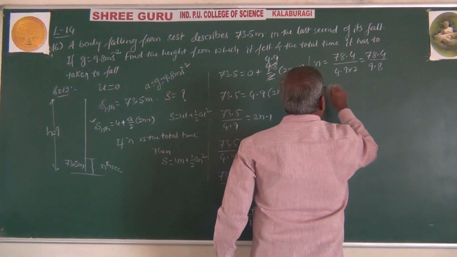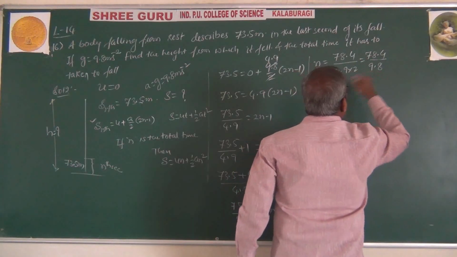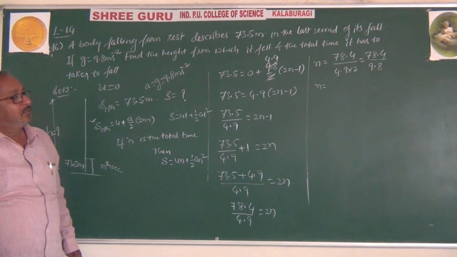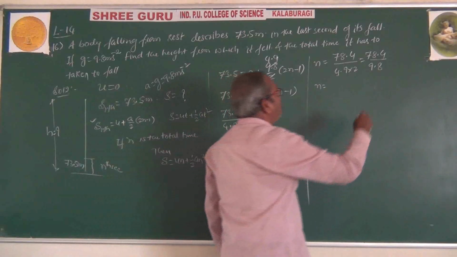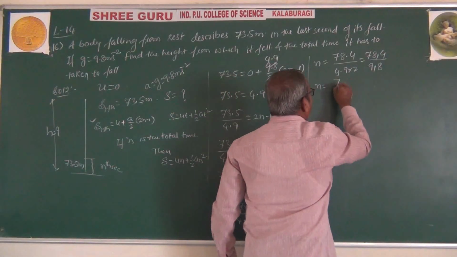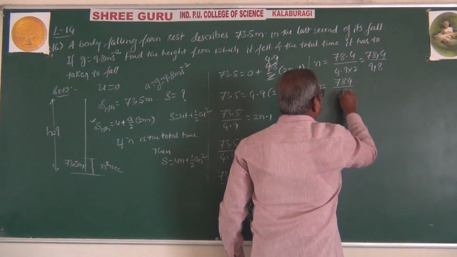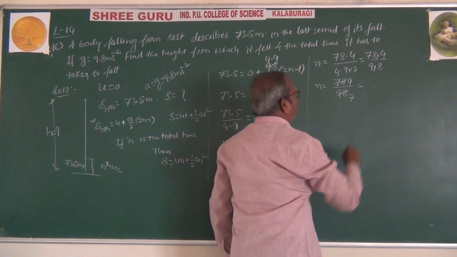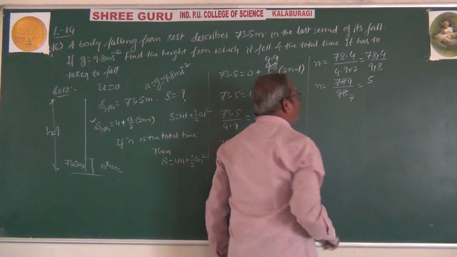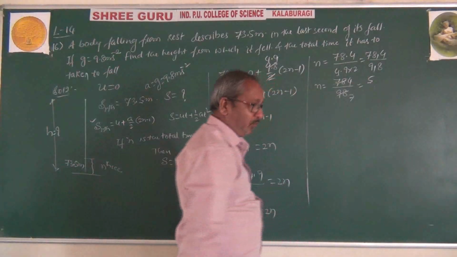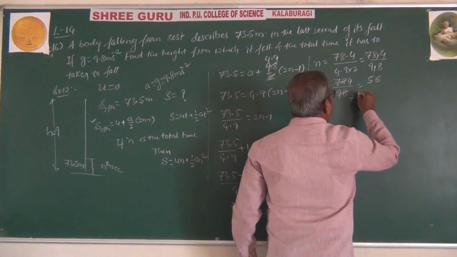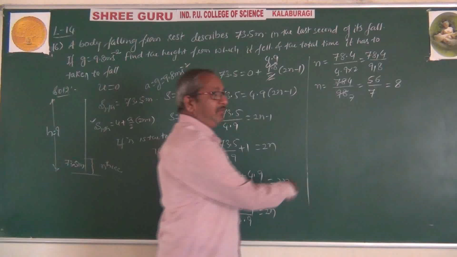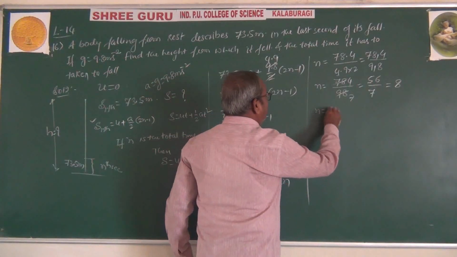Divide this. If you want, you can ignore the decimal point: 784 divided by 98. 98 times 8 is 784. So n equals 8 seconds.